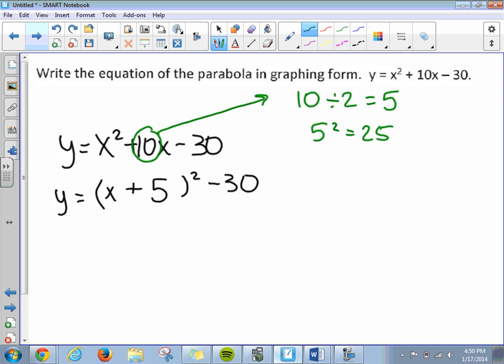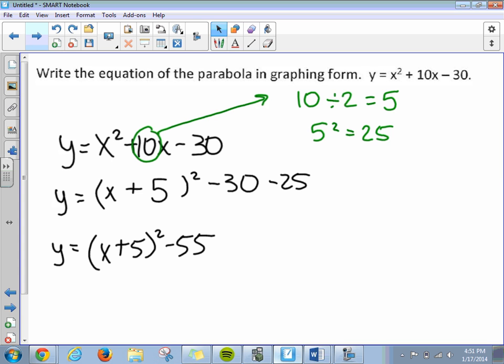And then that 25 is really important because it tells me how much I need to subtract away from the same side. In order to complete that square, to have the quantity x plus 5 squared, we've essentially added 25 to the right-hand side, and we want to keep it the same. We don't want to change its meaning. So if we add 25 when we complete our square, we're going to want to subtract it away so that it's the same expression. So then we'll simplify. Y is equal to the quantity x plus 5 squared minus 55. And it is now in graphing form.